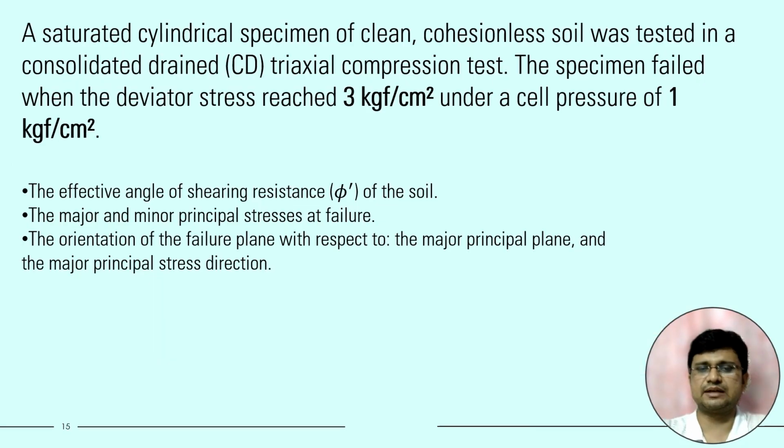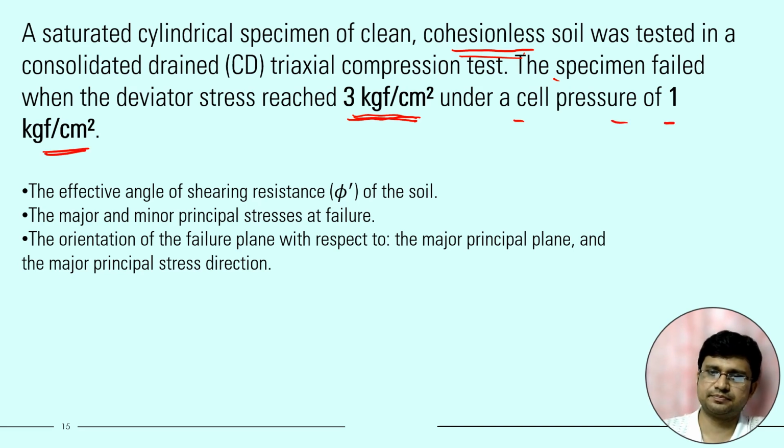And suppose this is another problem. This problem is also very interesting. A saturated cylindrical specimen of clean cohesionless soil was tested in a consolidated drained triaxial compression test. Cohesionless soil, this is very important. The specimen failed when the deviator stress reached 3 kg per centimeter square under a cell pressure of 1 kg per centimeter square. So deviatoric stress is 3 and cell pressure is 1.